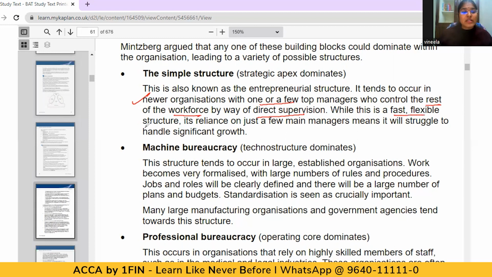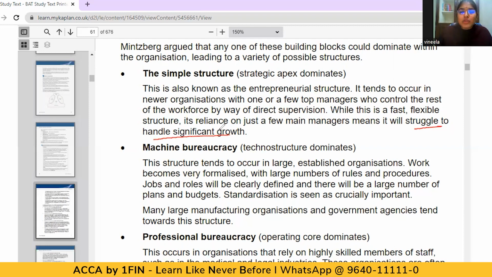Fast, flexible structure, because direct decisions will come from the top manager. There will be no lag in taking decisions. Direct communication will be given to other people in the organization. Only a few main managers will struggle to handle significant growth. Why do they struggle to handle this? Because very few people will be there. When they're trying to grow, these few people have to handle the whole growth. In order to expand also, these people will be there.